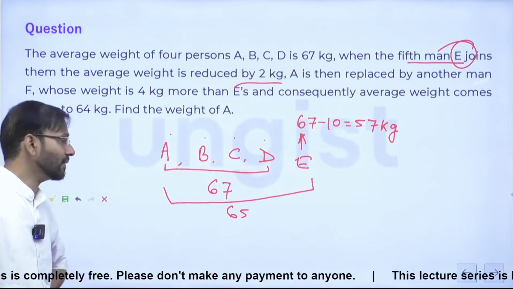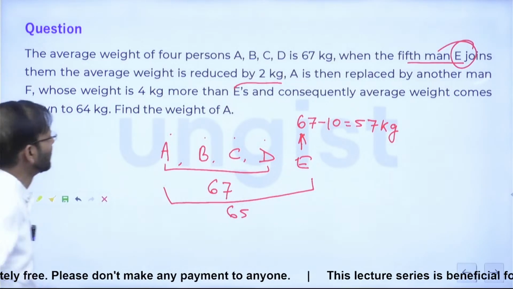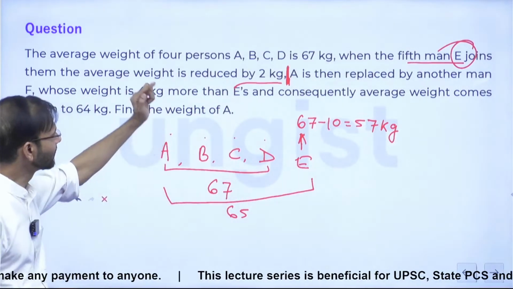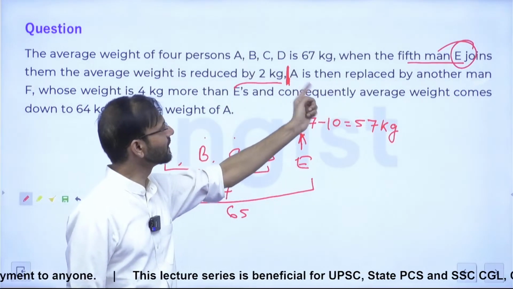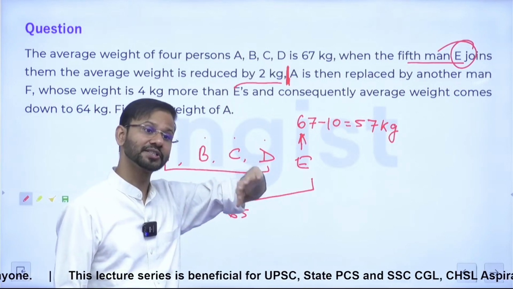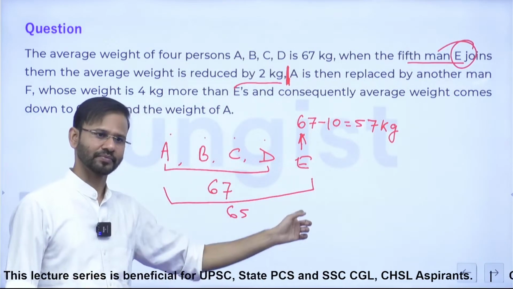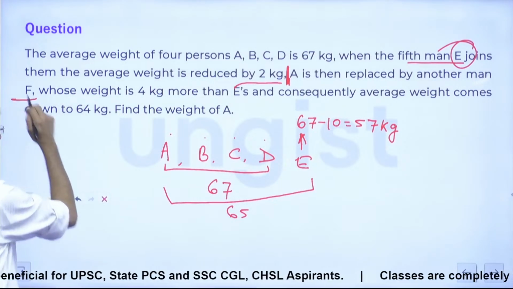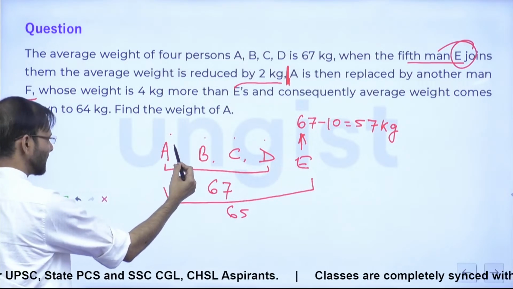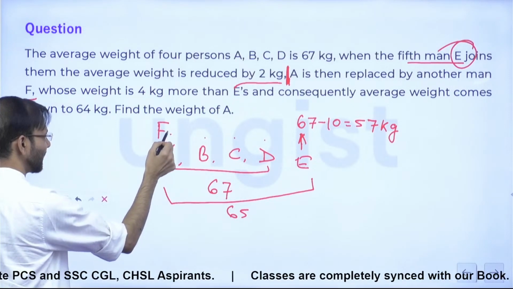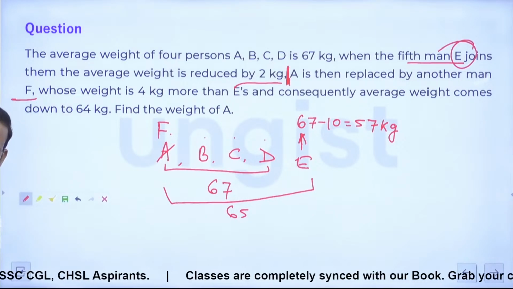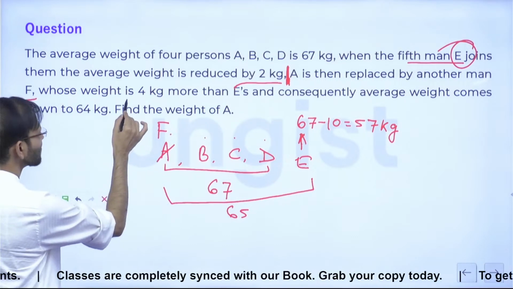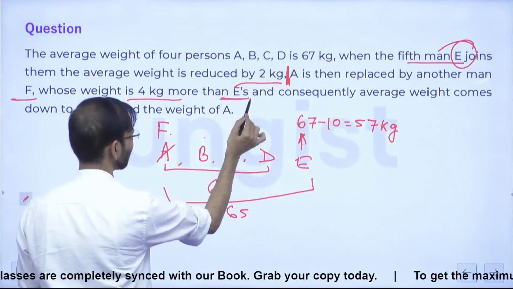After that, till here we have solved. After that, now read from here. A is then replaced by, now the interchange comes. This was the contribution. After that, A is then replaced by another man F. So A is leaving and F is joining in his place. A is then replaced by another person F whose weight is 4 kg more than E's weight.